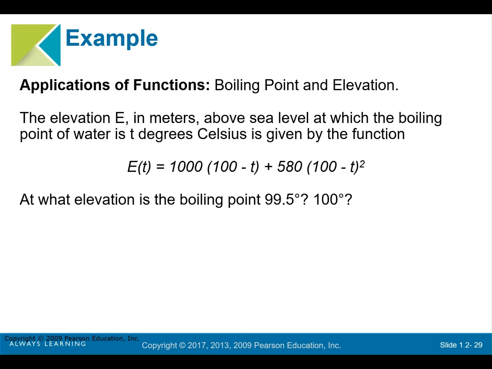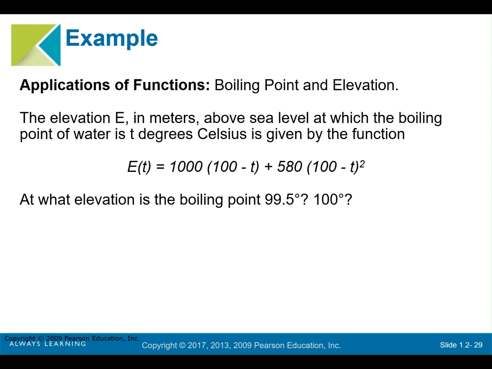So this one is boiling point and elevation. If the elevation E is measured in meters above sea level, at which the boiling point of water is T degrees Celsius, is given by this function. E of t is 1,000 times 100 minus t plus 580 times 100 minus t squared.